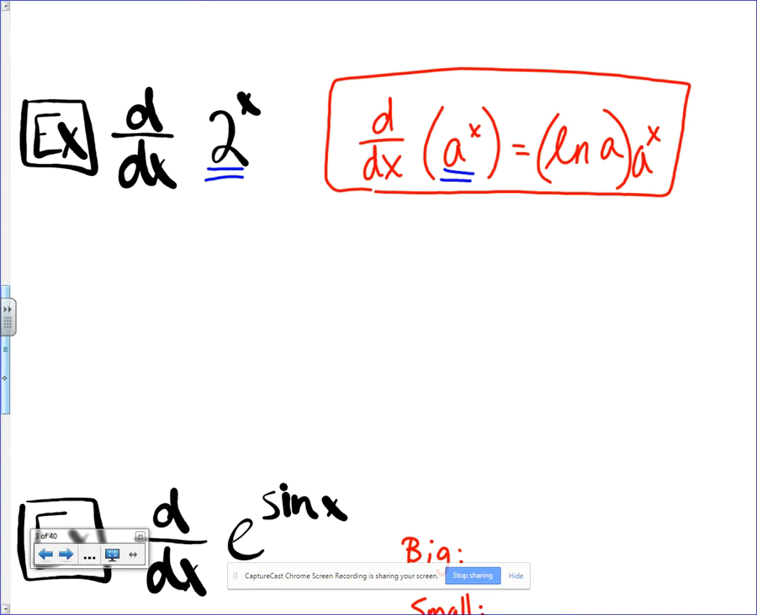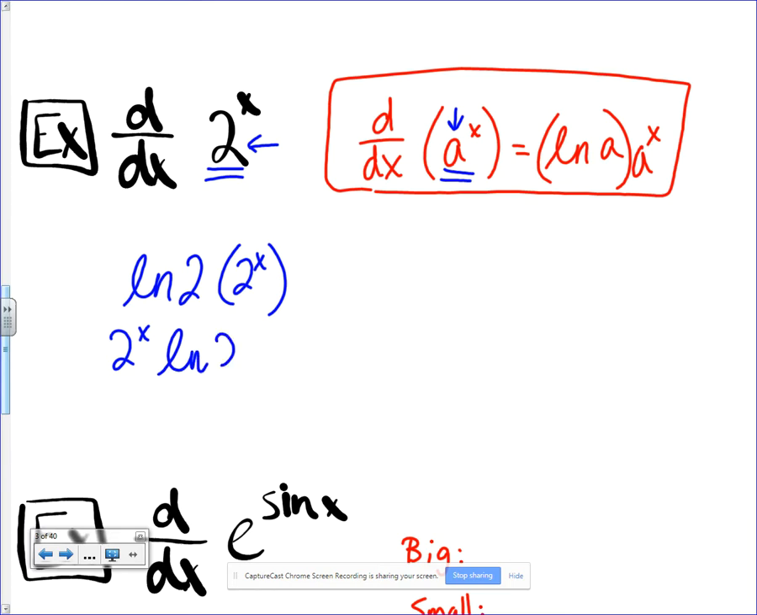So if I take a look at what I have here, I just need to basically plug in this 2 everywhere I see this a. So my derivative will look like that. And if you want to put that 2x out front, you're more than welcome to. Write it like this, 2 to the x, excuse me.